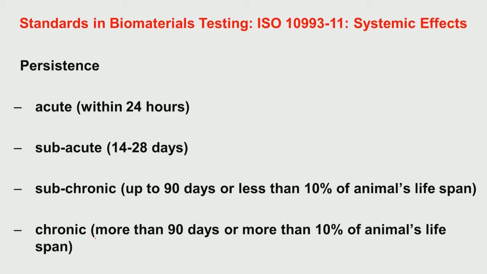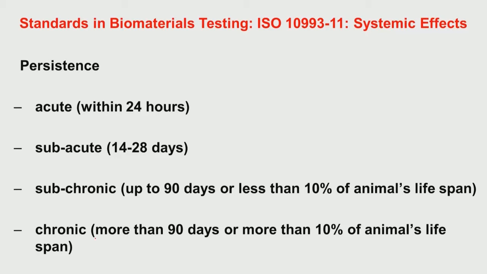Now, there are two important types of response: one is called acute response and the other is called chronic response. Acute response is generally recorded, and this is a part of the systemic effects. Acute response typically is recorded within 24 hours. Chronic response in any animal model can be recorded in a time scale of more than 90 days, or more than 10% of the animal's lifespan.